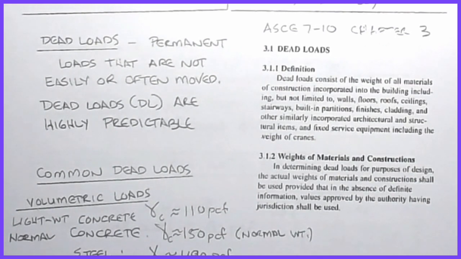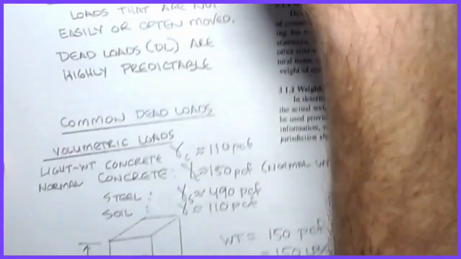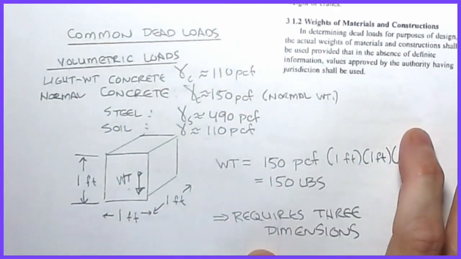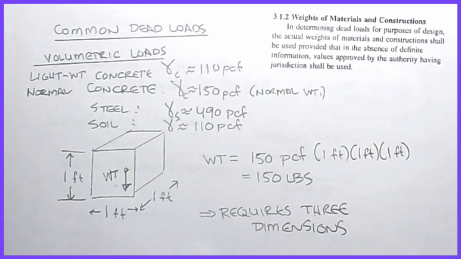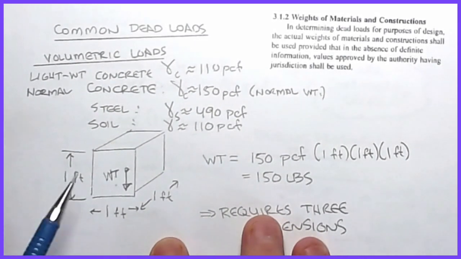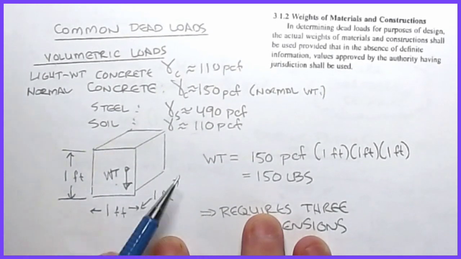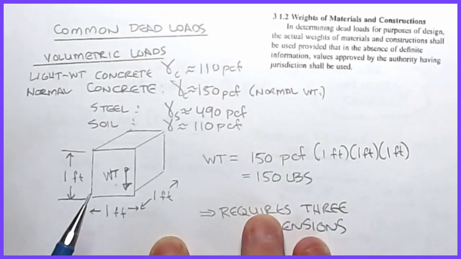Dead loads come in two varieties. Some are what we call volumetric loads, meaning that they're based on the specific weight or the density of the material, and so they will usually be measured, at least in U.S. units, as pounds per cubic foot. That's the abbreviation you see here, PCF. Generally, it's the weight of a 1 foot by 1 foot cube of that particular material.